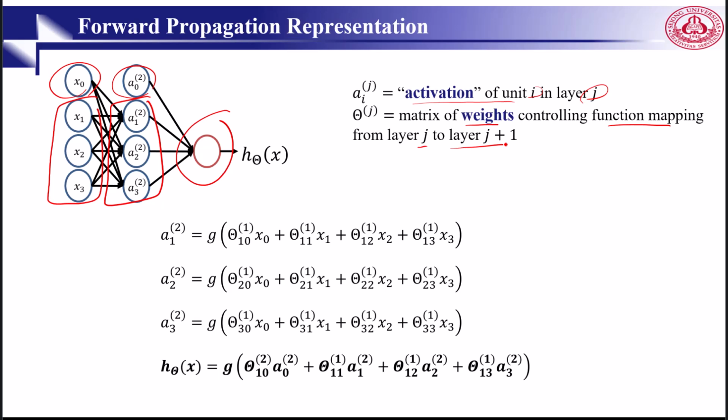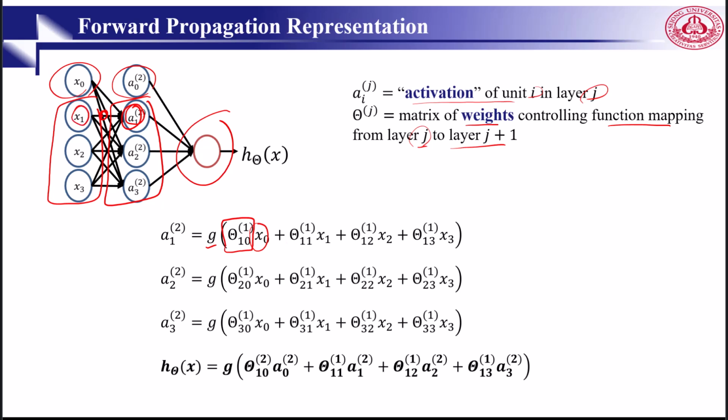So we want to see what the value is for these neurons. The value for this neuron is simply g, where g is the sigmoid function, and the value is theta 101. Theta 101 means mapping from layer j to layer j plus 1, right? Multiply x0. So it means the weight of this channel multiplied by the value of this one.